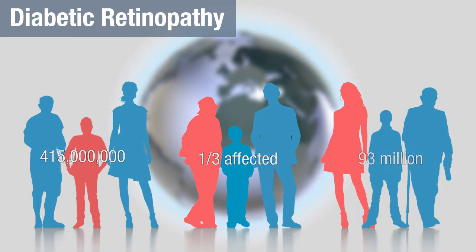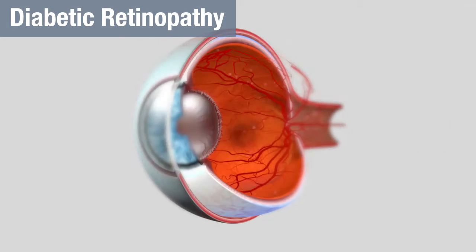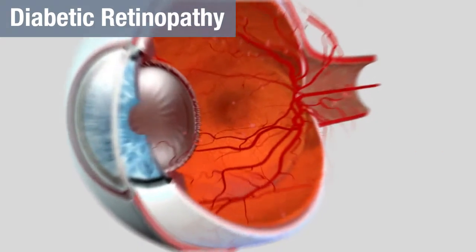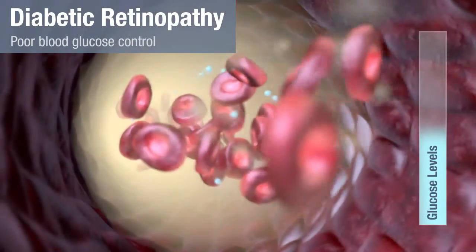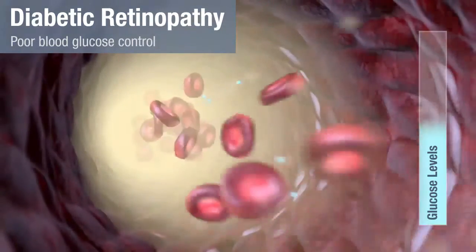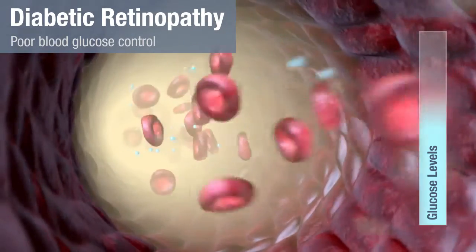Today, more than 93 million people suffer from a diabetic eye condition, with diabetic retinopathy being the leading cause of blindness among the working-age population. Diabetic retinopathy occurs as a result of poor blood glucose control. The longer you have diabetes, the higher the risk of developing diabetic retinopathy.